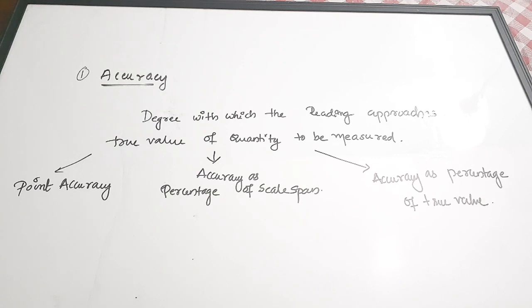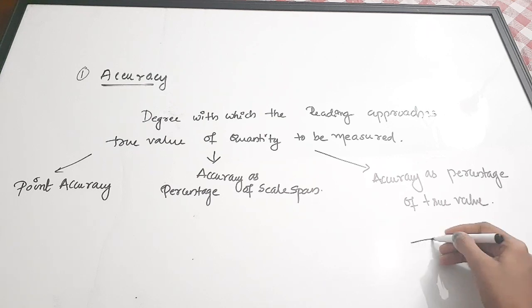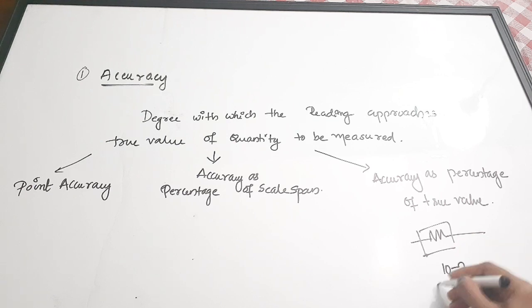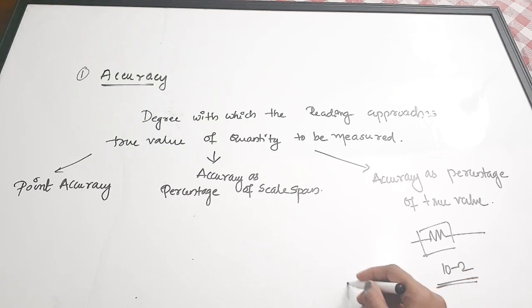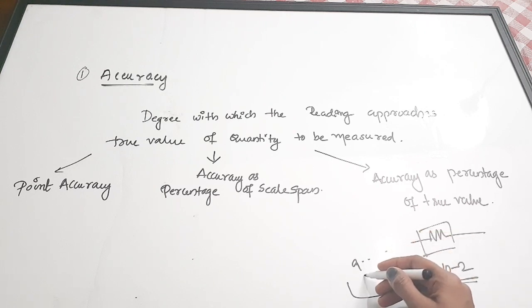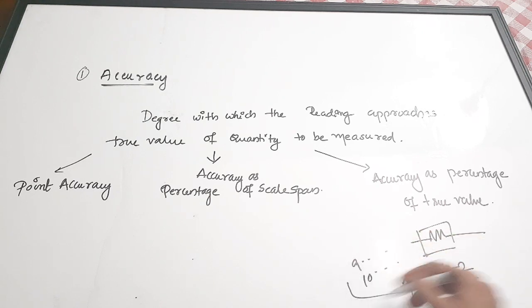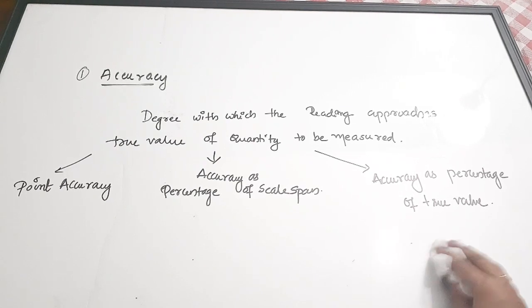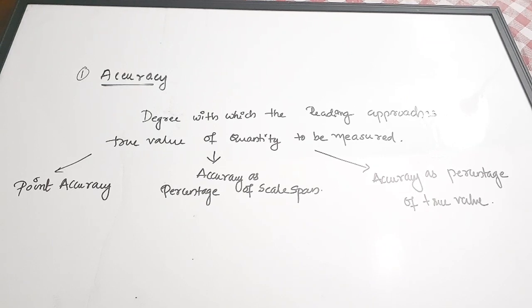Okay, true value means, consider that I'm going to read a resistance value. The original value is 10 ohm, which is called the true value. Now while measuring, I may sometimes get 9 point something or 10 point something. These are some variations, and the true value is 10. This is the concept of true value, and we can also express accuracy as a percentage of this true value. That is the third category. Okay, now this is accuracy.